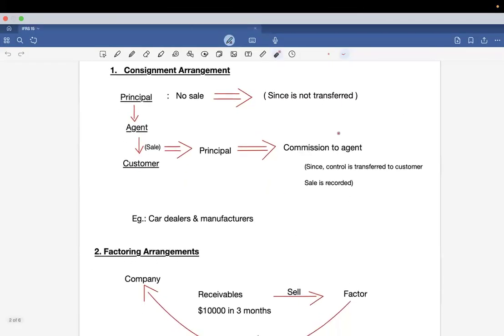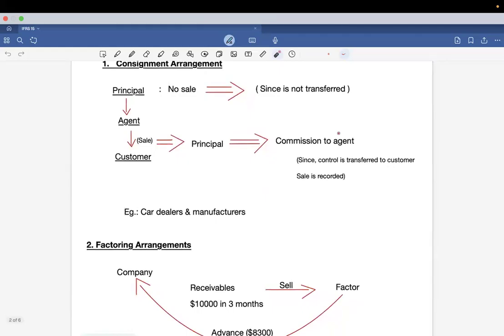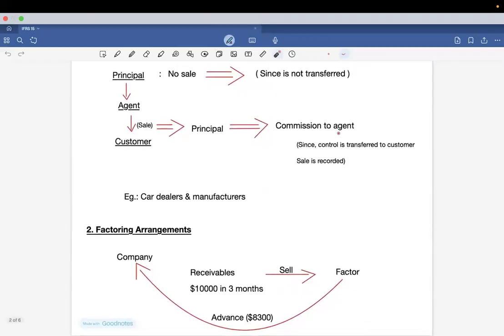Understood this part, right? The car dealers and the manufacturers. They are the most common example. The second one is the factoring arrangements. Okay. So there's a company, and the company has receivables. Clear? Clear.